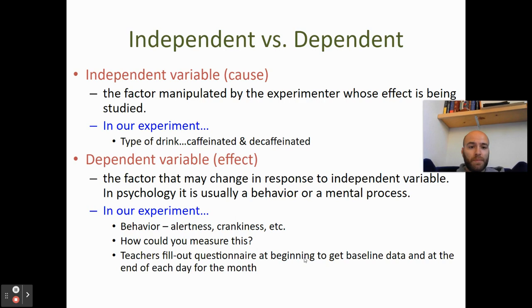operationally defined dependent variable to show what kind of effects the caffeinated coffee and the decaffeinated coffee are having. Okay. So we've operationally defined our independent variable as 2 cups of either caffeinated or decaffeinated coffee. And we've operationally defined our dependent variable by having teachers take questionnaires or surveys at the end of each day for the month. Okay.